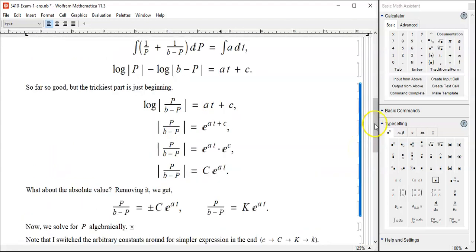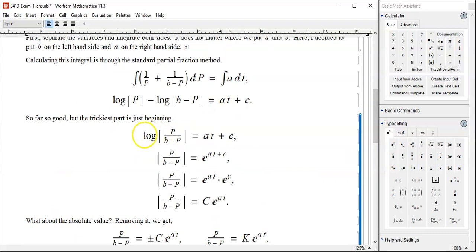We have log minus log, so we can use the log rule to combine those into a single logarithm, log of a fraction. And then you can remove the logarithm altogether by taking the exponential of both sides. So the log is gone, but on the right-hand side we have an exponential. Now let's simplify this. This is a rather typical technique.